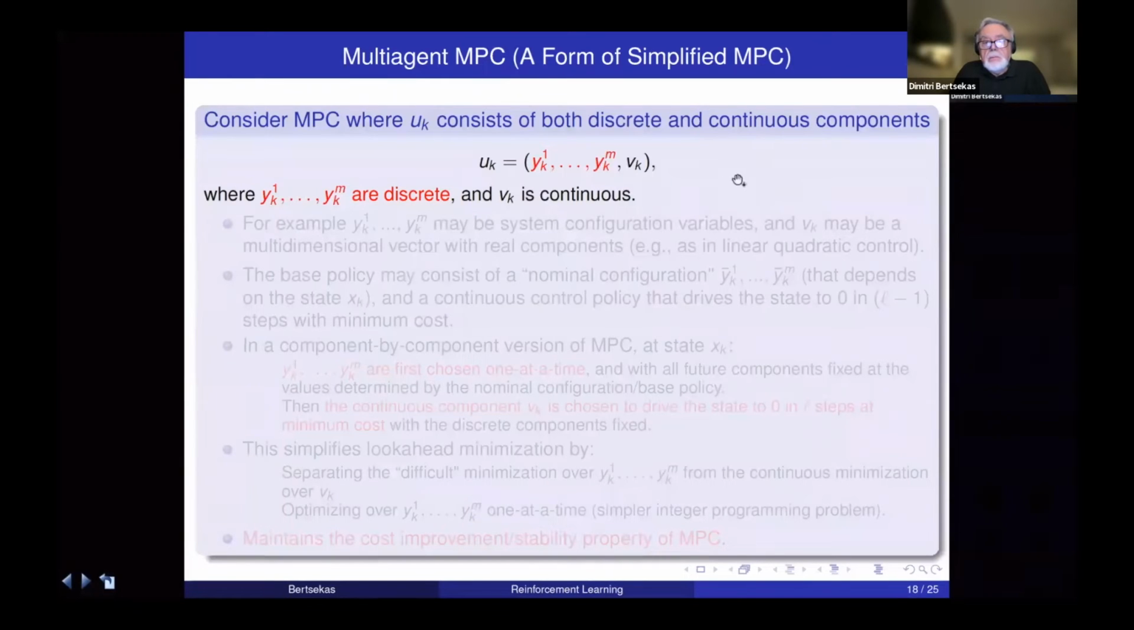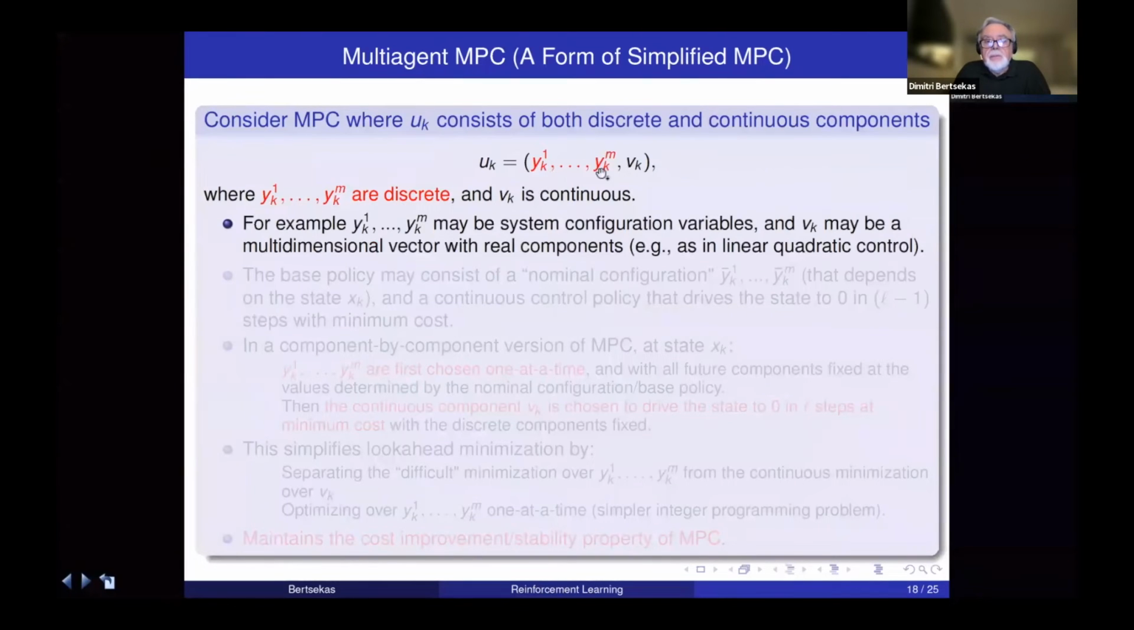Now, we motivated MPC based on problems with continuous control space, but we made no assumptions about the structure of the control space. The analysis I gave you, the stability analysis, applies to discrete control spaces, continuous control spaces, or mixtures like here. And this kind of situation can be useful in a number of settings. For example, these Y's may be system configuration variables. Values of YKI being 1 or 0 may correspond to different parts of the system being configured in the position 1 or 0.